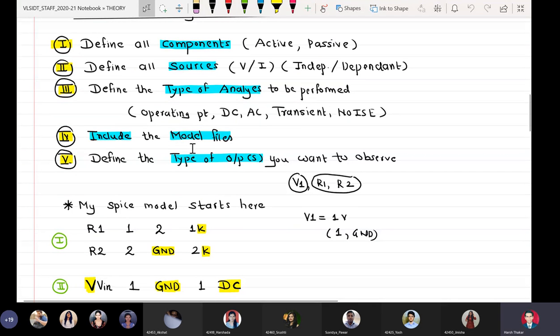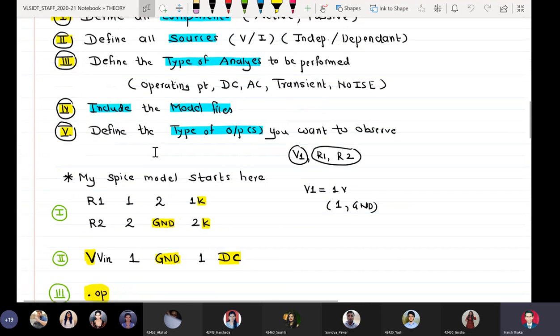Second step is define all the sources, that is voltage and current, whether it is independent or dependent. Third is define the type of analysis to be performed, whether it is operating point analysis, DC analysis, AC analysis, transient and noise. Fourth is we have to include the model files. And fifth is we have to define the type of outputs you want to observe.